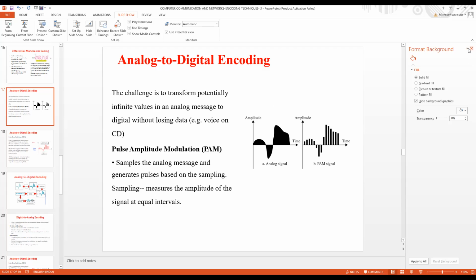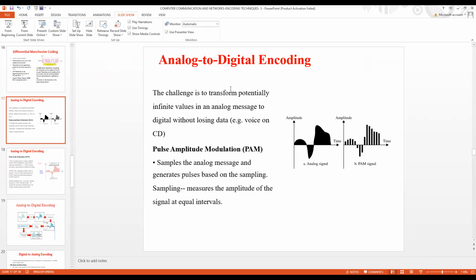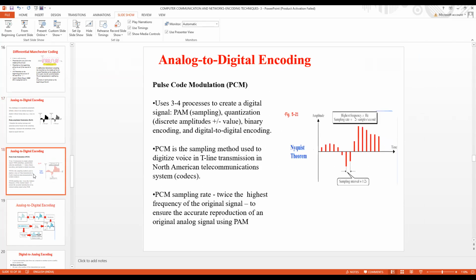Example: how can we lose data? If there is only video and no voiceover, that is the losing of data. So for this we are using pulse amplitude modulation, which samples the analog messages and generates pulses based on that sampling. So this is pulse amplitude modulation.